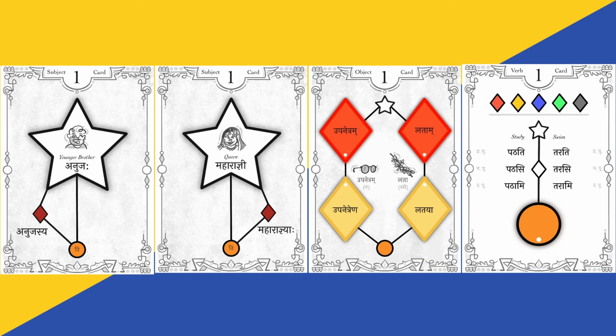This is how the sentence reads now. Anujaha Maharajnyaha Upanetrena Patati, and so on. As you can see, with the insertion of this card, the grammatical integrity of the sentence is preserved and the sentence reads right. So as a player, you need not worry.